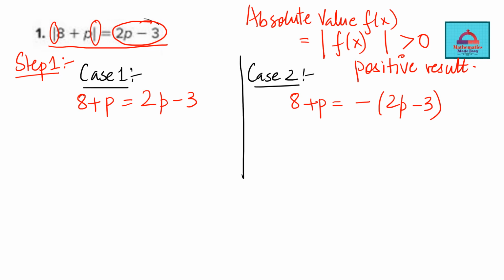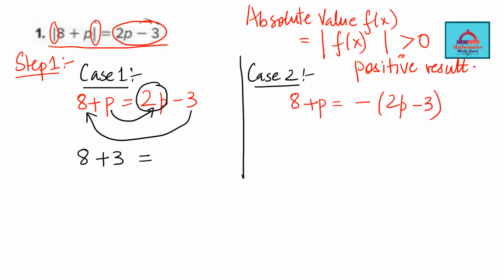Now the variable here is p, as you can all see, so we have to solve for p, so we collect the like terms together. So I'm going to move this p on the right side so that I can combine it with the like term 2p, and minus 3 I will combine with the number 8 here, and it will change side, so it becomes plus 3.